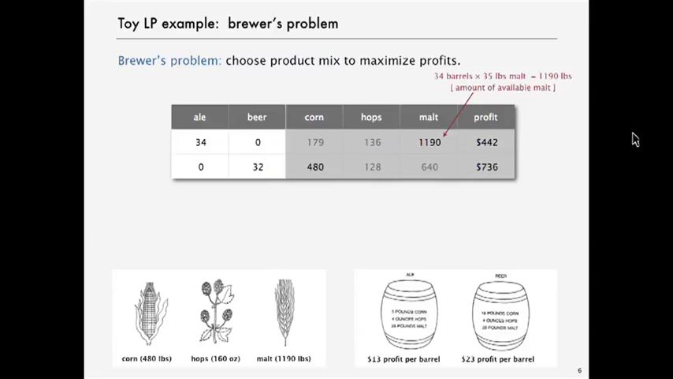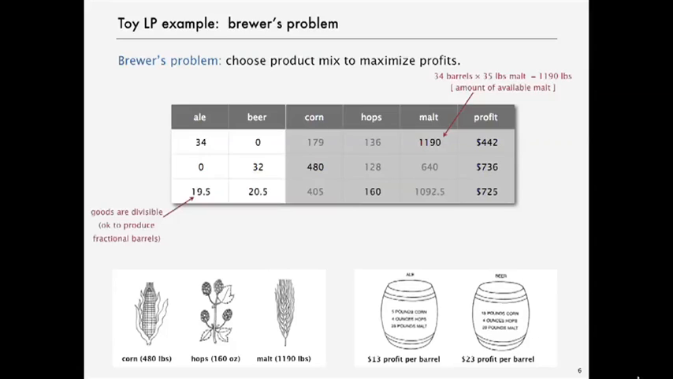What if you make all beer? Well, if you make all beer, then corn is the limiting resource. You need a lot of corn to make beer. You need 15 pounds per barrel, so you can only make 32 barrels. And you have plenty of the other resources, but if you did make all beer, you'd make $736. So if you're going to make all beer or all ale, you're going to go with the all beer. But you can do things in between.